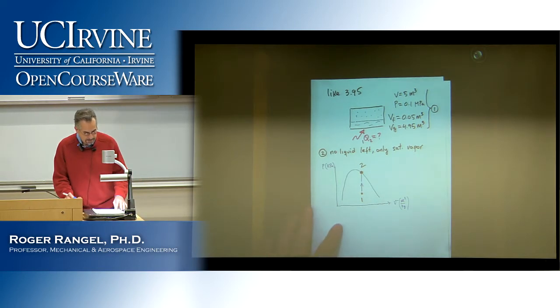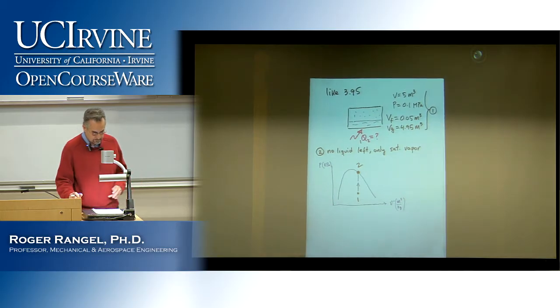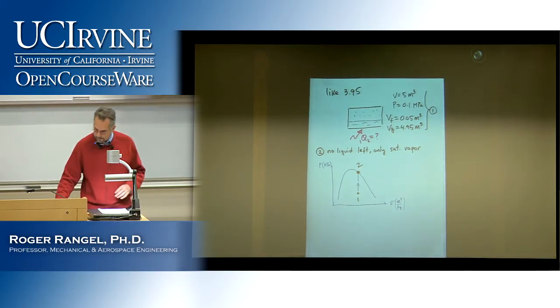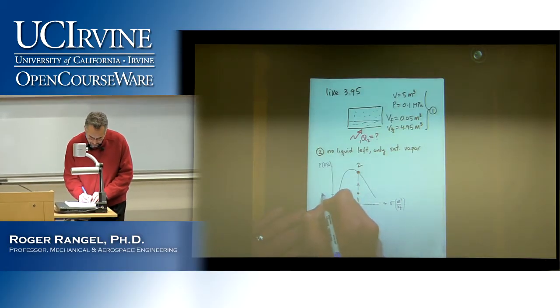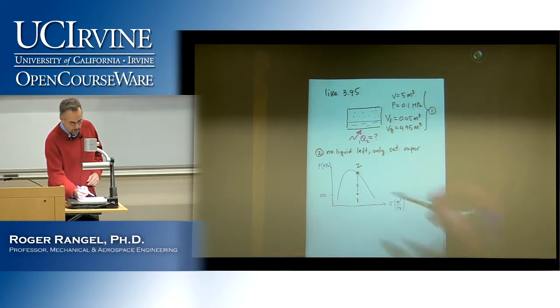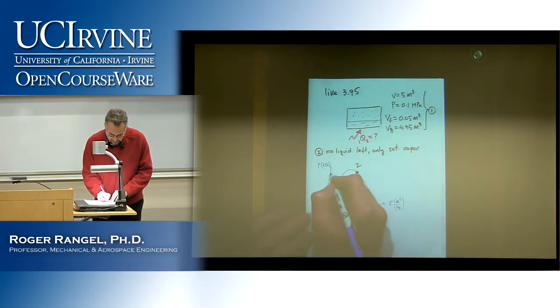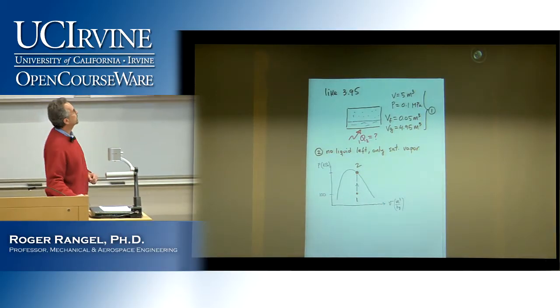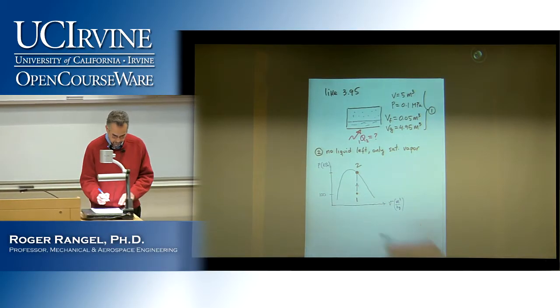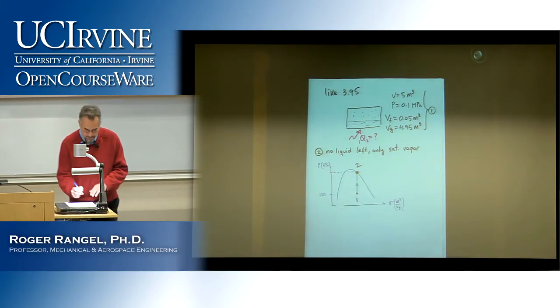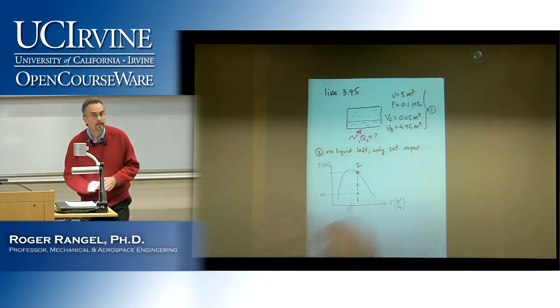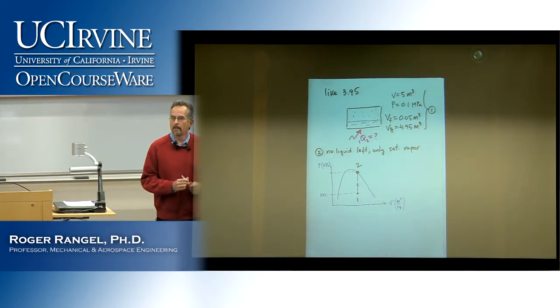How can I find the quality? Let's put this pressure value here. This is 100. We don't know what this pressure is yet. We'll have to find out later. How can I find the quality?